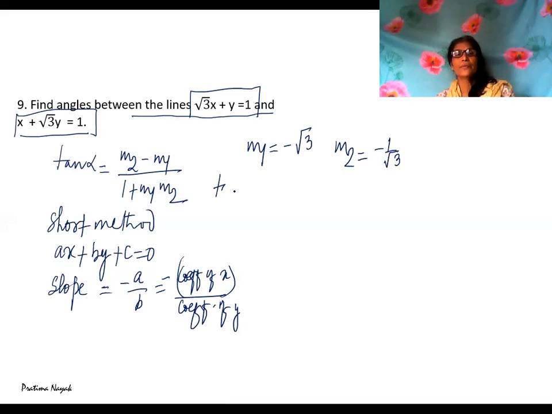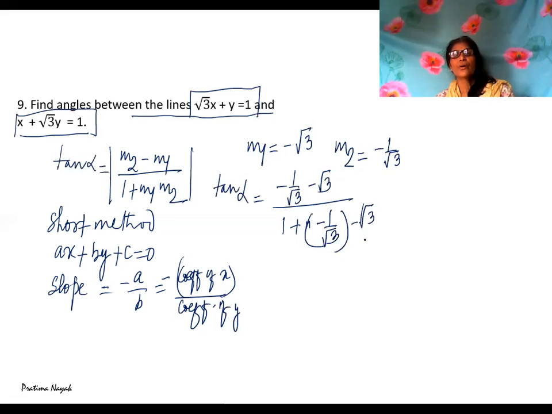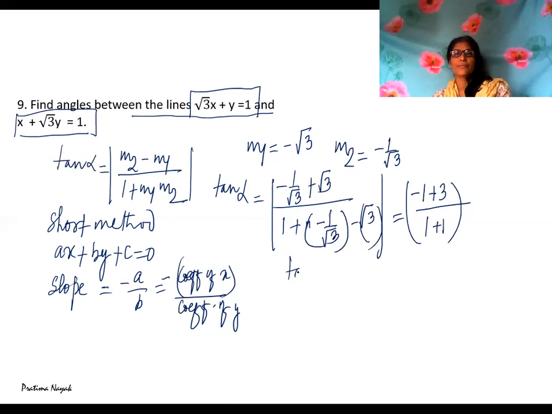Now go for tan alpha is equal to m2 minus m1, 1 by √3 minus √3, by 1 plus m1 m2. Of course it is a modulus sign: 1 plus minus √3 into minus 1 by √3. So how much are you getting? You are getting minus 1 minus 3, both are negative, it will be positive, by 1 plus 1. So tan alpha is equal to 1 or minus 1. When it is 1, alpha is equal to 45 degrees. If it is minus 1, alpha is equal to 135 degrees.